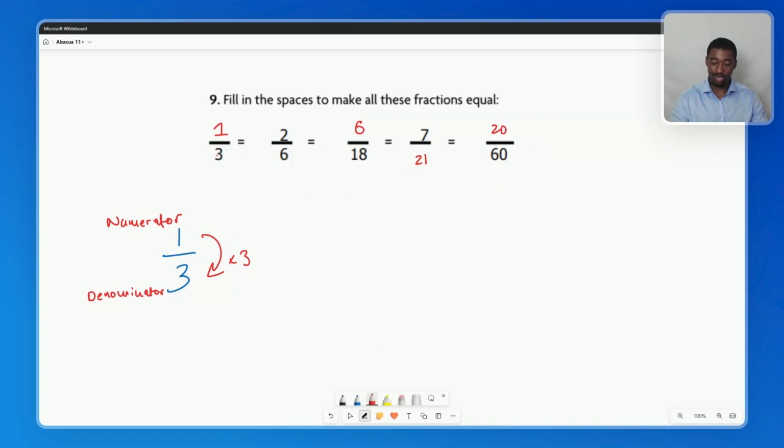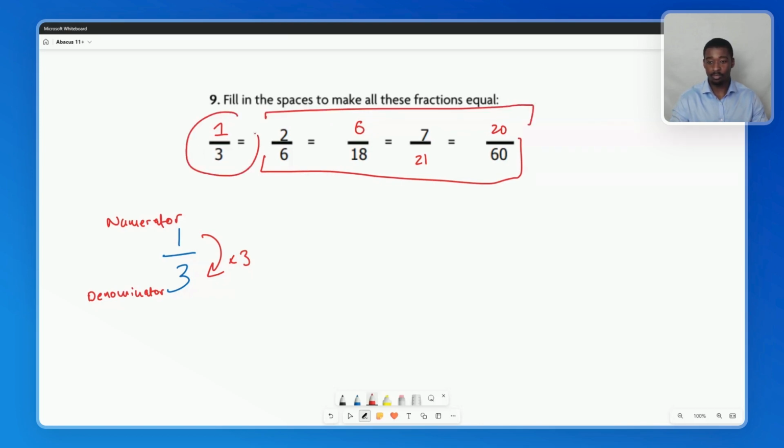Because yes, although they're different numbers, we can cancel them down to 1 over 3. Or in other words, for all of these fractions here, 1/3 is these fractions in their simplest form.